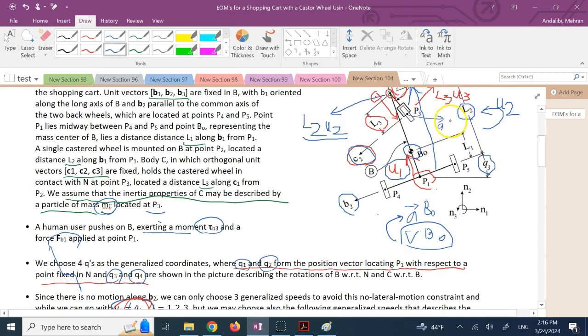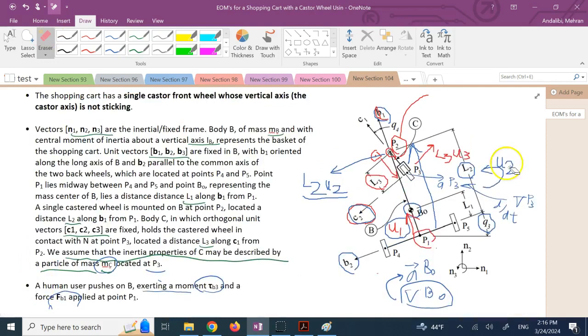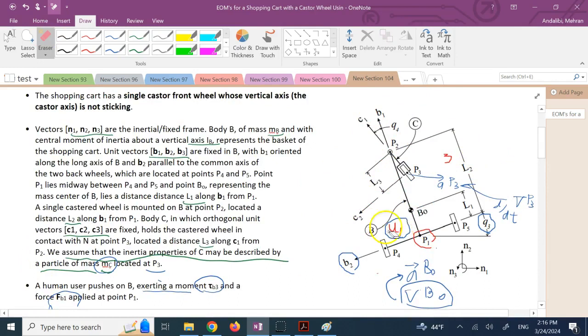So we can multiply it by MC and get that generalized inertial force. So we also need V of P3, so we can take a time derivative of that and get A of P3. Okay, is there anything else that we need? Let's do a little bit of fast cleanup.